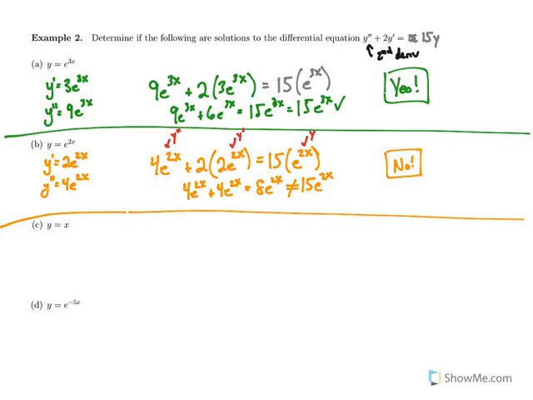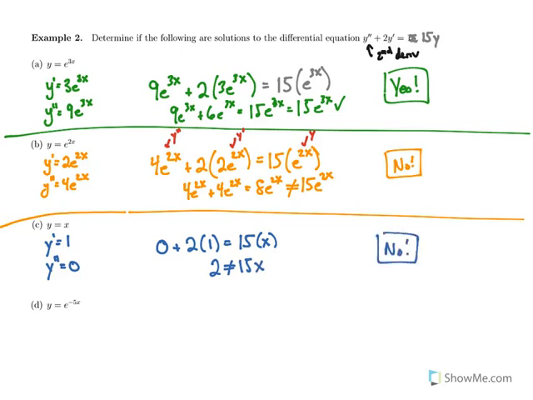All right, next one, y equals x, a different kind of function here. Let's see if this one works. The derivative is 1. The second derivative is 0. So this is saying 0 plus 2 times 1 is equal to 15 times x. 2 is not the same thing as 15x. So this is a no.